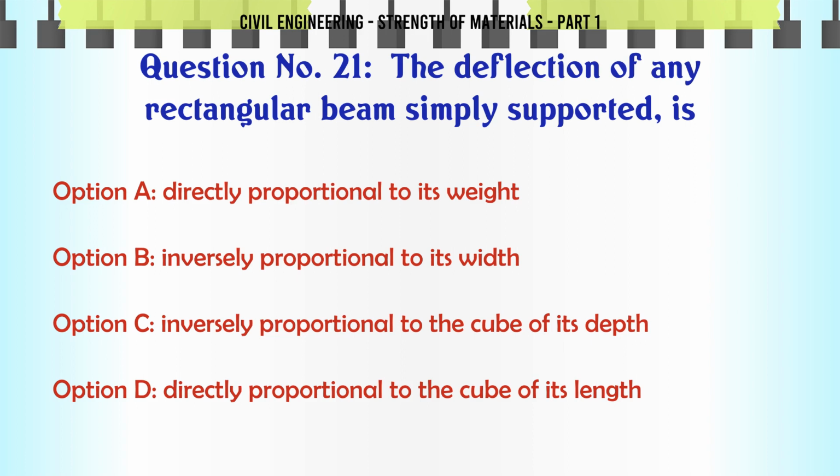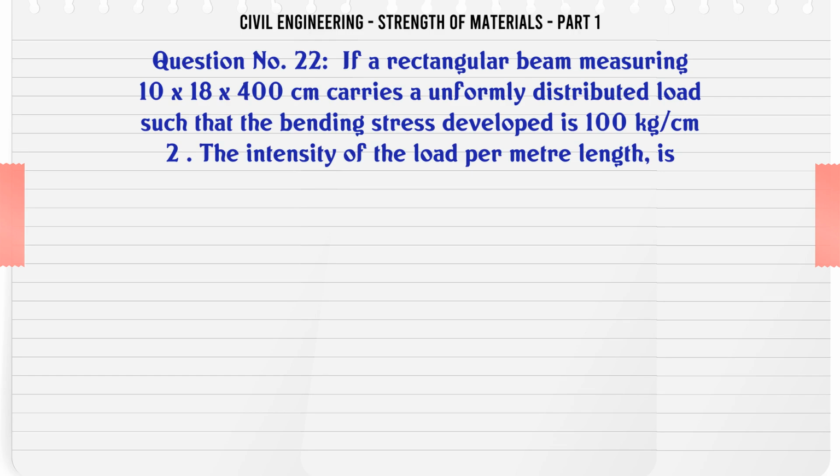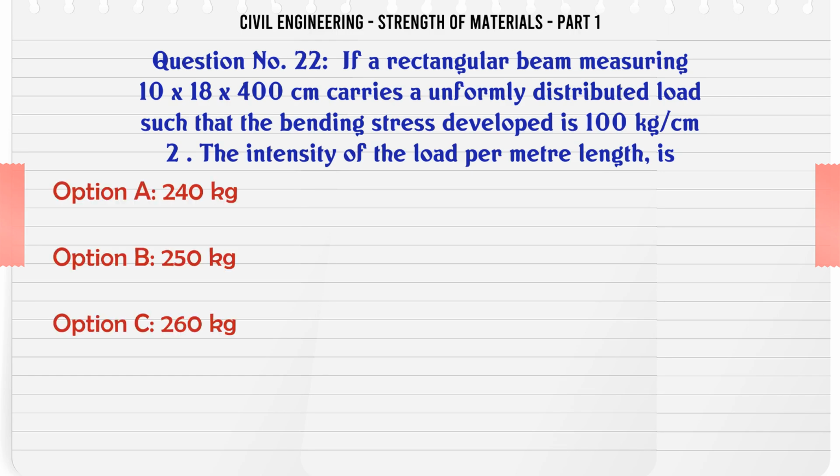directly proportional to the cube of its length. The correct answer is inversely proportional to the cube of its depth. If a rectangular beam measuring 10 x 18 by 400 cm carries a uniformly distributed load such that the bending stress developed is 100 kg per centimeter², the intensity of the load per meter length is A. 240 kg, B. 250 kg, C.